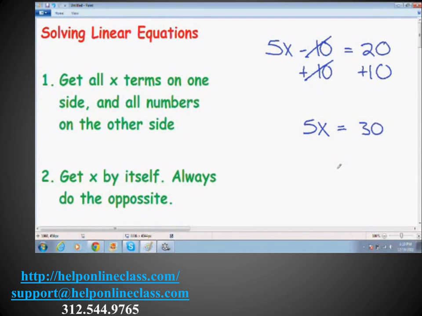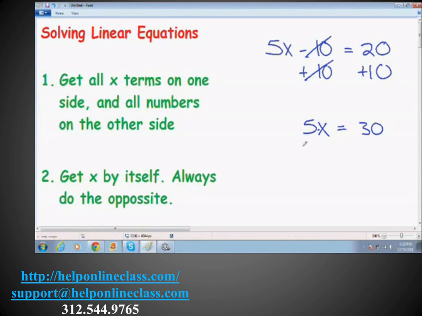And now moving on to step number 2 is get x by itself. And that's the whole idea behind these equations, is we want to solve for x. We need to get x by itself. So in order to do that, you always have to do the opposite. Since this 5 is being multiplied by the x, 5x, even though you don't see it, there's a little dot right here. So the 5 is being multiplied by the x. You always need to do the opposite to get x by itself.